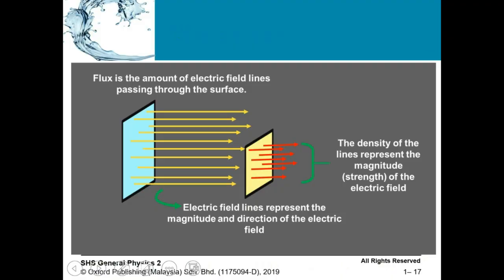So electric flux is the amount of electric field lines that passes through the surface. So let's suppose this is our charged particle. These lines here are our electric field. And the number of electric field lines that passes through this object or through this surface is what we call our electric flux, or flux. Okay?